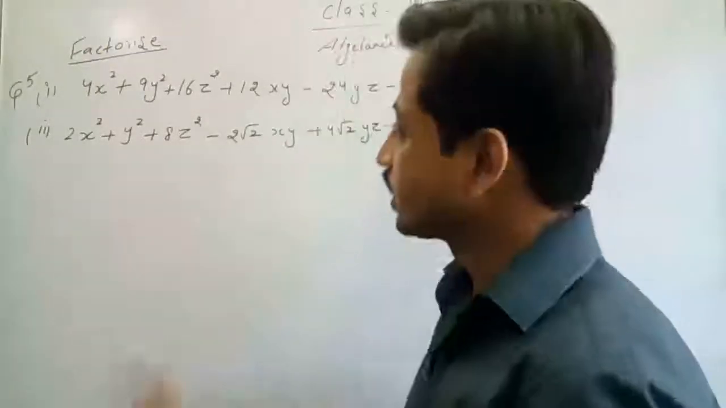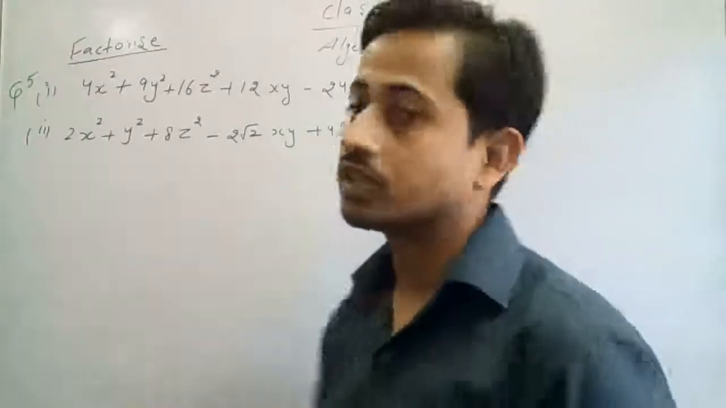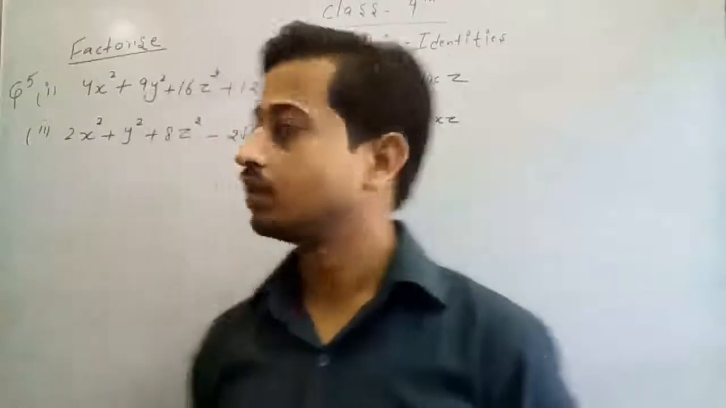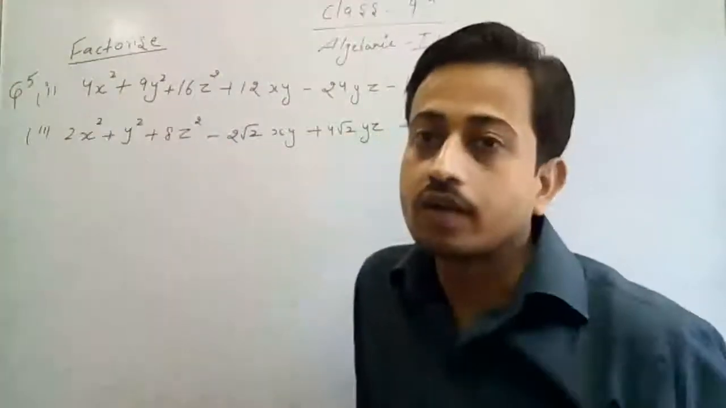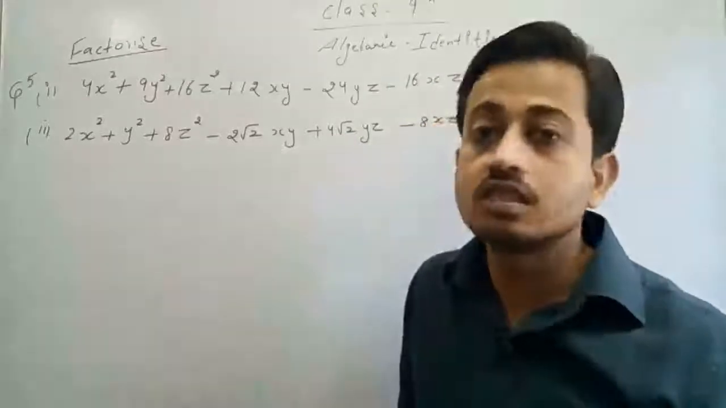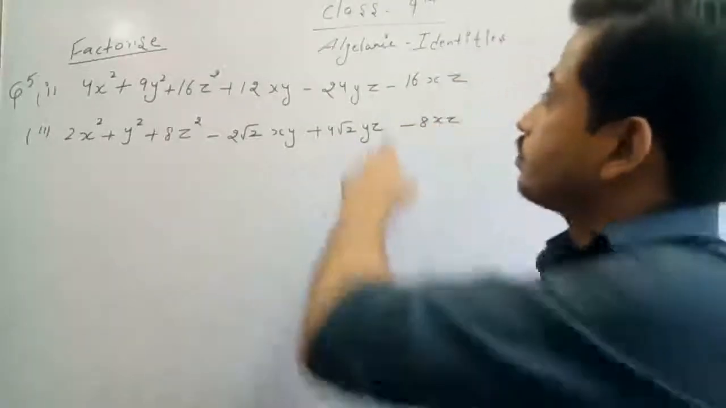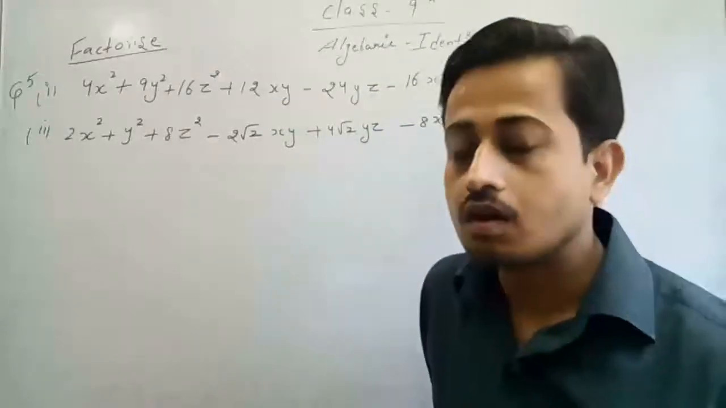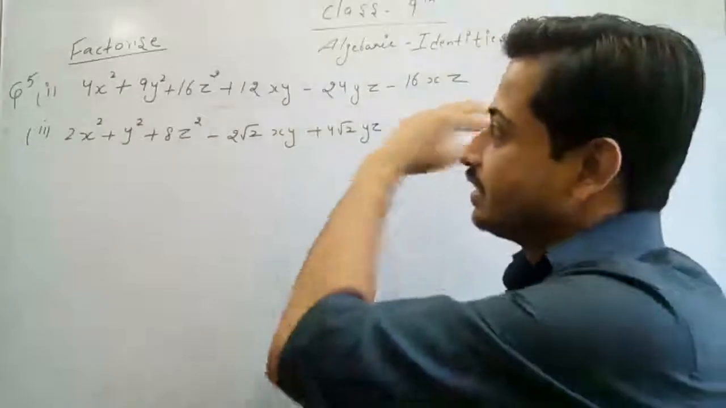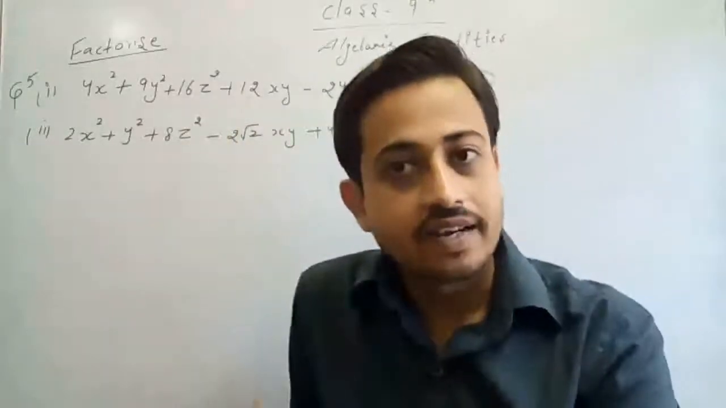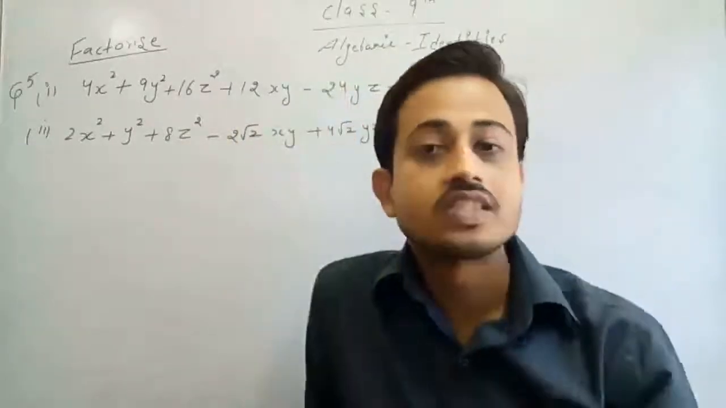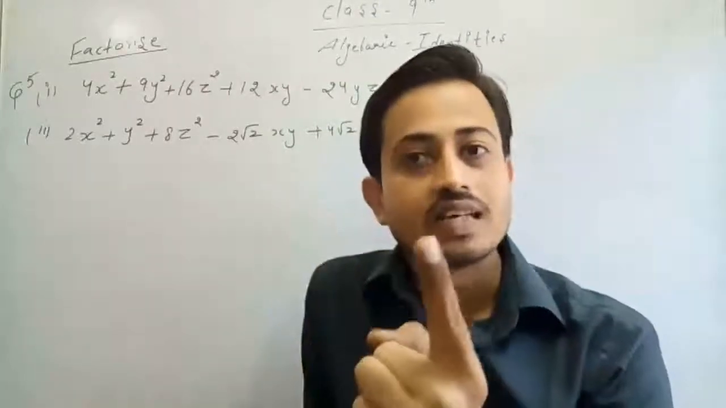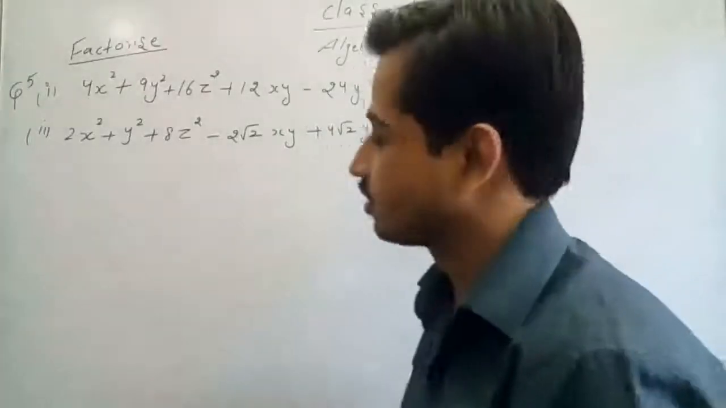So look at question number 5. The question is: factorize. Factorize means you have to find its factors. The term is 4x square plus 9y square plus 16z square plus 12xy minus 24yz minus 16xz. Look at the term very carefully because it matches identity number 5, the identity of the whole square of 3 numbers. Please make a note.